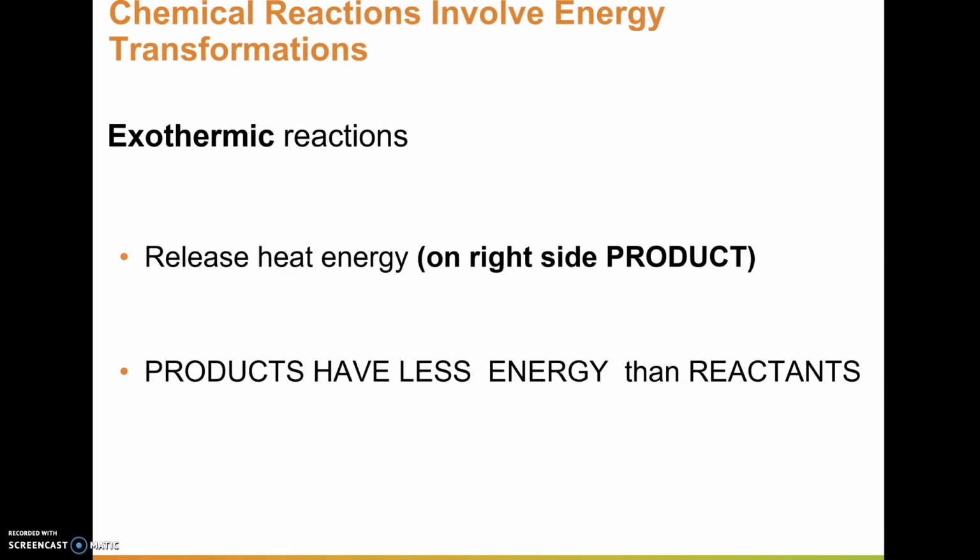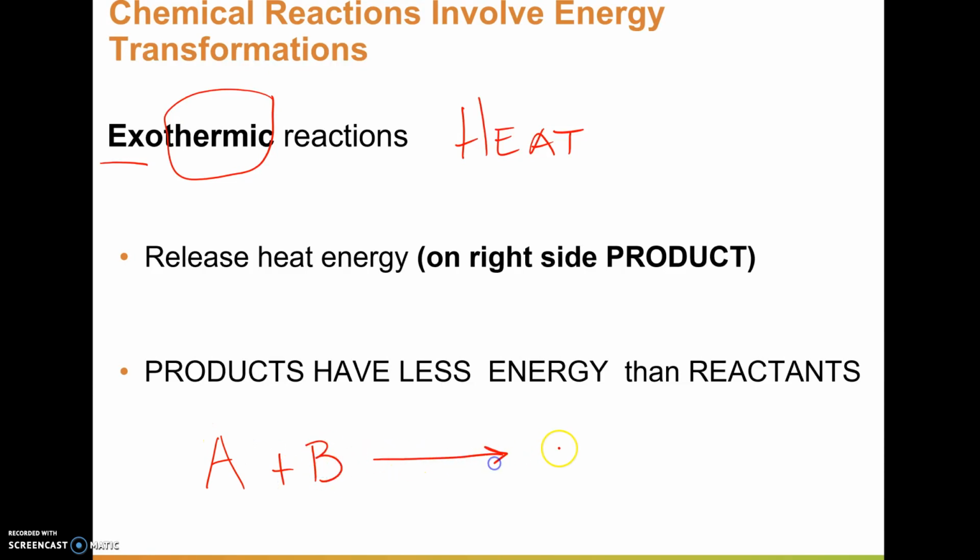The first kind of grouping here is one that is based on the word thermic. Just like your thermometer, this has to do with measuring heat. If you have an exothermic reaction, let's write the reaction down here: A plus B yields C plus D. And I'm going to say here that D is heat. If you have an exothermic reaction, heat is going to be on the right side of this reaction. It is going to be a product.